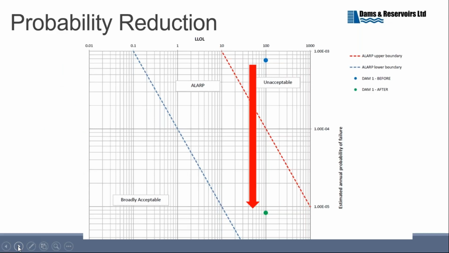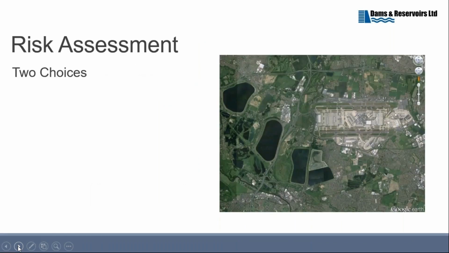I've left a residual number here, because what that does then is it immediately moves it down from the unacceptable range down into the ALARP range. So just by understanding and reducing that level of uncertainty, we're able to influence where this sits in the portfolio.